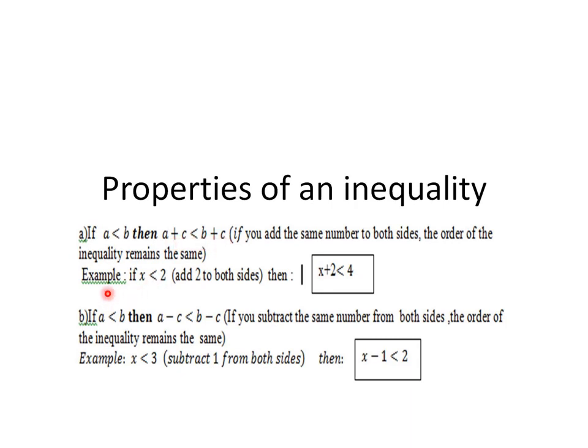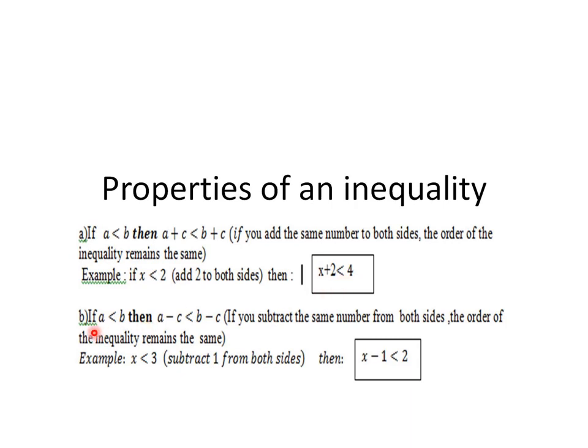Let's take the following example. If x is less than 2, then by adding 2 to both sides, the inequality becomes x plus 2 smaller than 2 plus 2, which means x plus 2 smaller than 4. So the inequality symbol remains the same, which is smaller than.